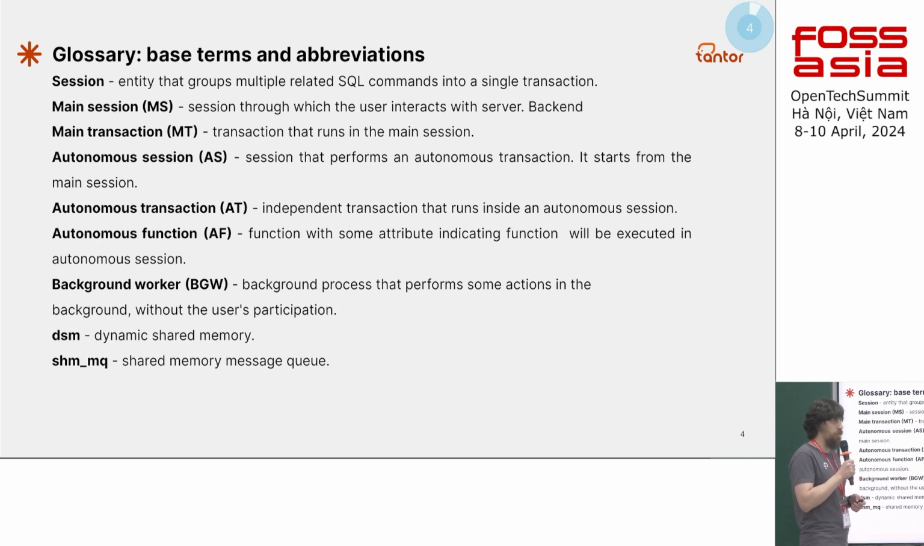So, a bit of glossary. The main session is the session through which the user interacts with the server. The main transaction is a transaction in this session. An autonomous session is an independent session that is created from the main session. And an autonomous transaction, AT, is an autonomous function that will be executed in the autonomous session.